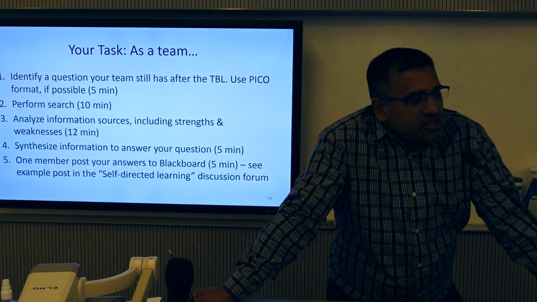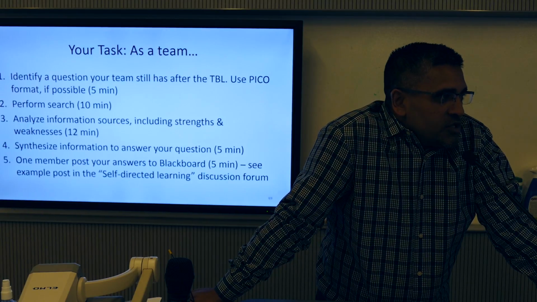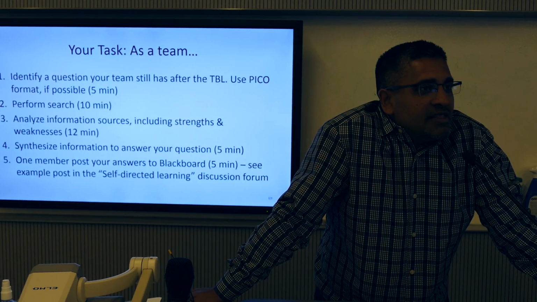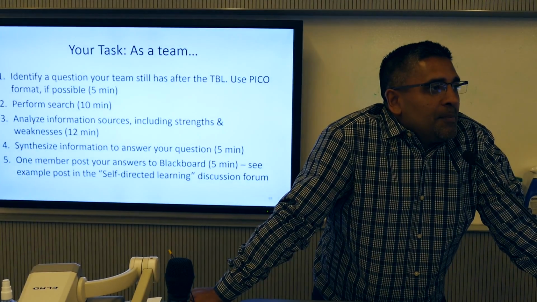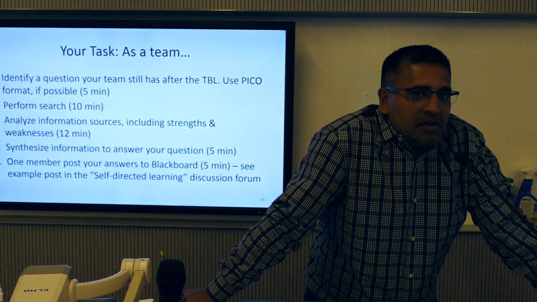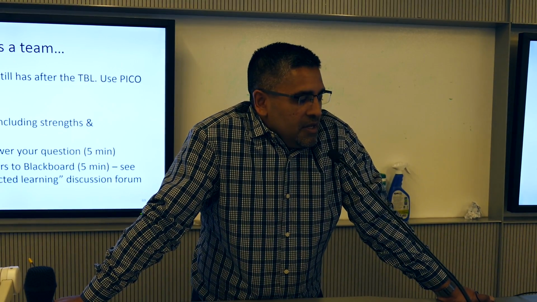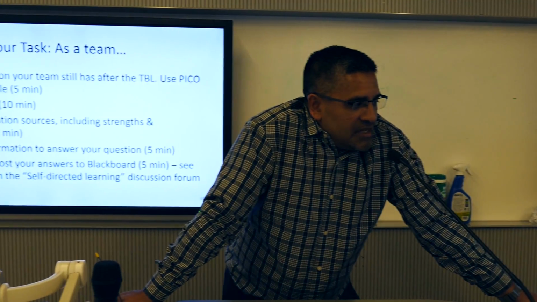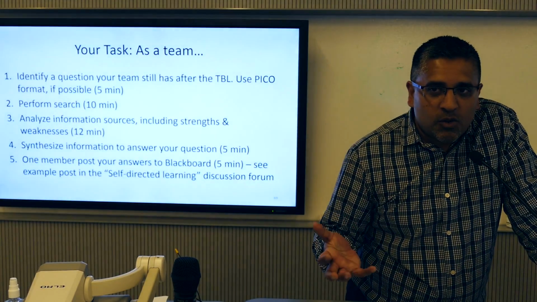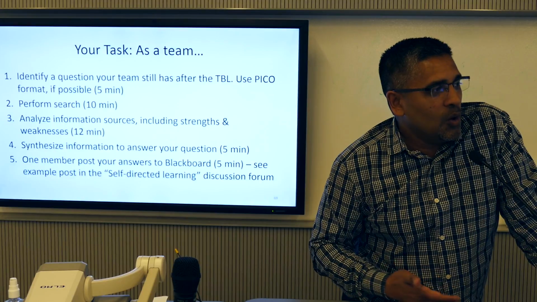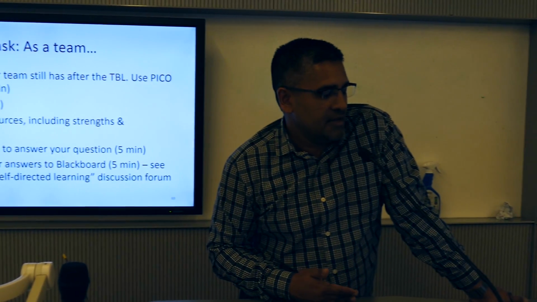So therefore, step 3 here is to analyze the information source or sources, including the strengths and weaknesses of the types of sources that you found. The example that we gave you, the student, I believe, had picked 3 or 4 sources and then analyzed all of them very briefly. Step 4, or task 4, is to synthesize the information. So based on that one source or a few sources that you selected, what's the bottom line answer to the question that you generated?